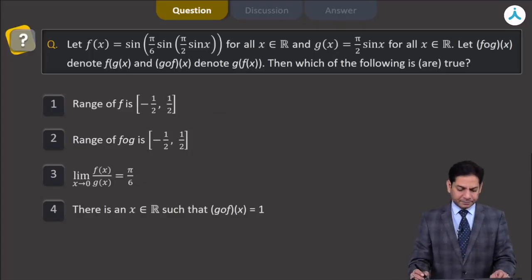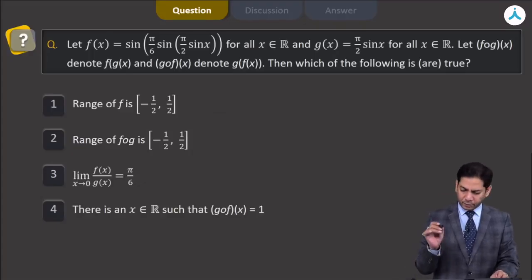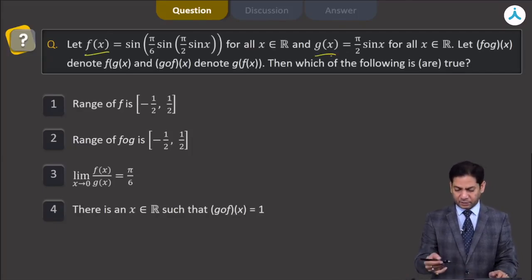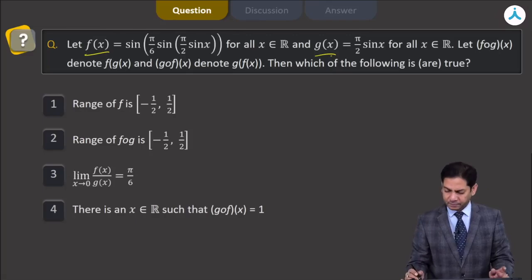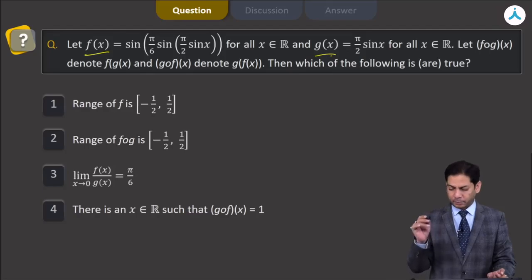Dear students, in this problem, we are given two functions f of x and g of x, defined as f of x equals sine of pi by 6 times sine of pi by 2 sine x, and g of x equals pi by 2 multiplied by sine x. It is defined for all x belonging to the set of real numbers, that is, from minus infinity to plus infinity.